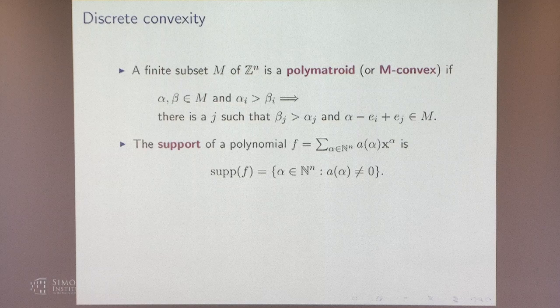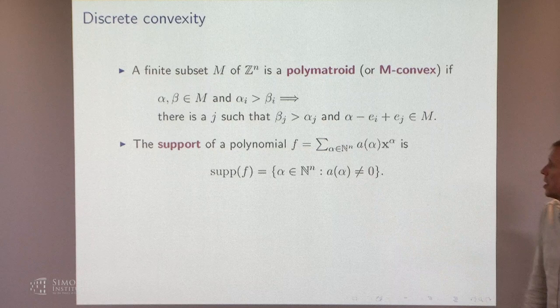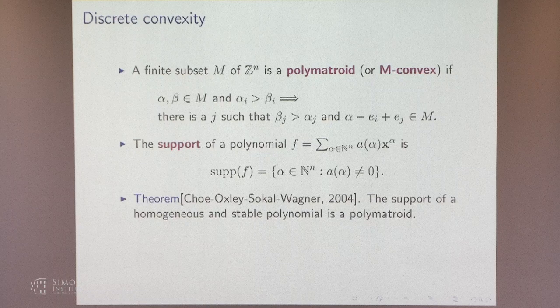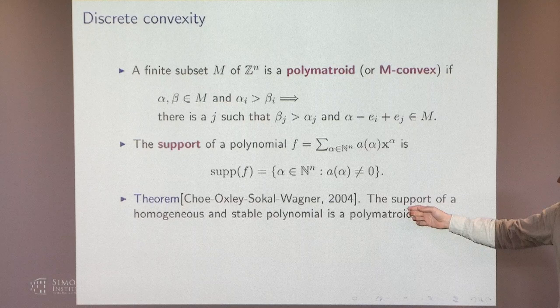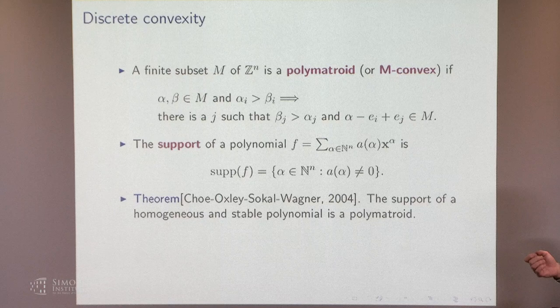And how does it relate to polynomials? Well, if we have a polynomial, we may look at the support of the polynomial, which is the indices for which the Taylor coefficients are non-zero. And then, in the big paper from 2004, they noticed that the support of any homogeneous and stable polynomial is always a polymatroid.